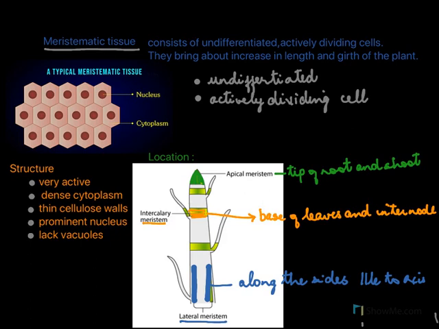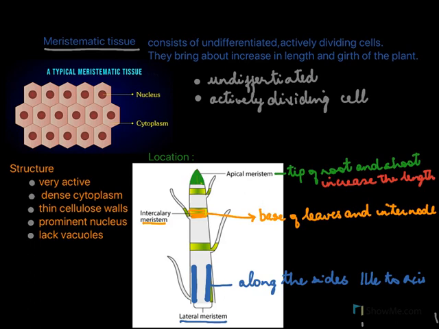Now let's go to the functions of the meristematic tissue. The first one we learned was the apical meristem, and this apical meristem was present at the tip of the root and shoot. This helps to increase the length of the plant. It makes the plant taller.